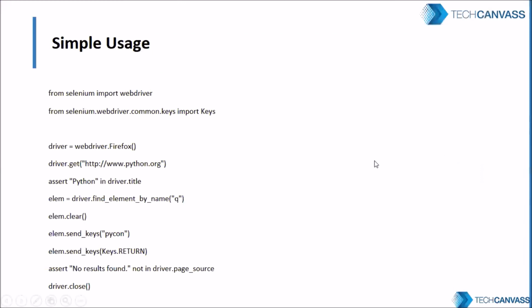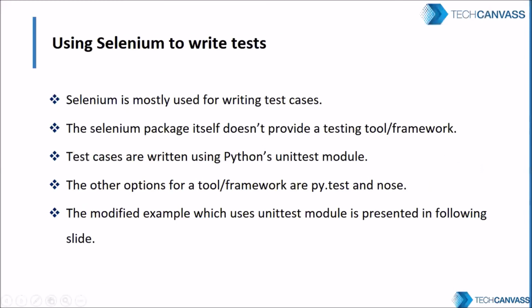Now, Selenium is mostly used to write test cases, which we need to automate. So the Selenium package does not provide any framework. Test cases are written using Python's unittest module. Like in Java, you have JUnit or TestNG, in Python, you have the unittest module. The other option is to use py.test and nose, if you want any external framework like we have JUnit, TestNG, Cucumber, etc. in Java. So the modified example that we are going to see uses unittest module.